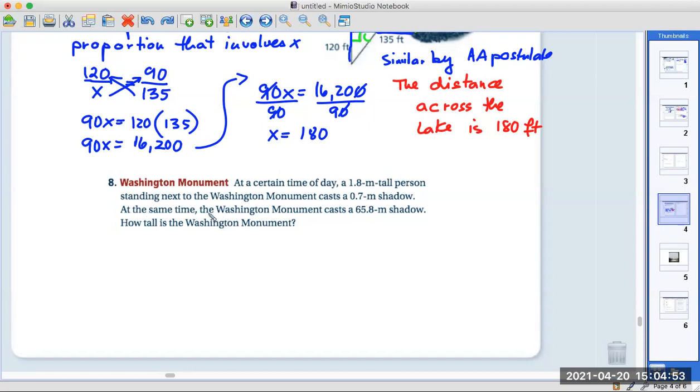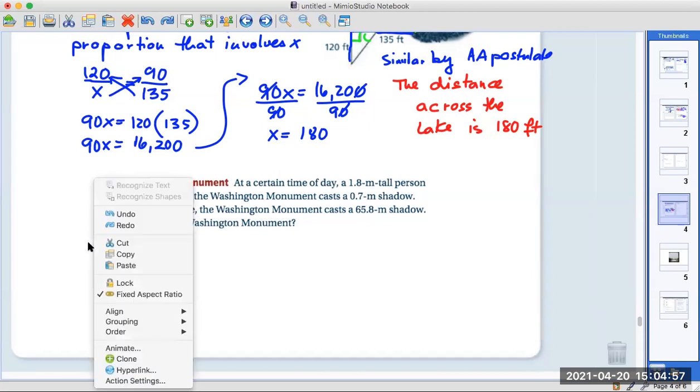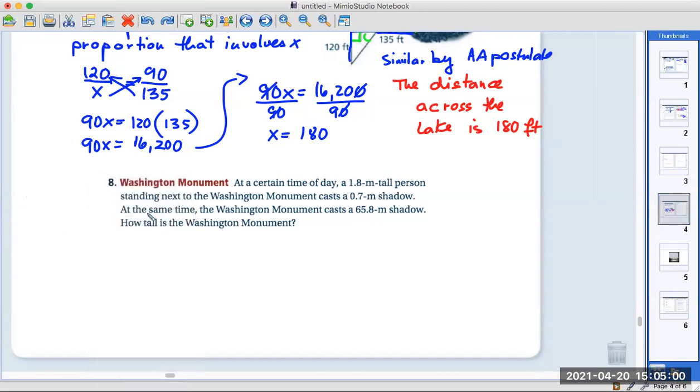At the same time, this is important because the sun has to be at the same angle because your shadow will change. The length of the shadow changes as time goes on, right? It gets shorter during noontime, longer at the end of the day. At the same time, the Washington Monument casts a 65.8 meter shadow. So that one is easier to measure. The shadow is easier to measure than the actual height of the building. How tall is the Washington Monument?